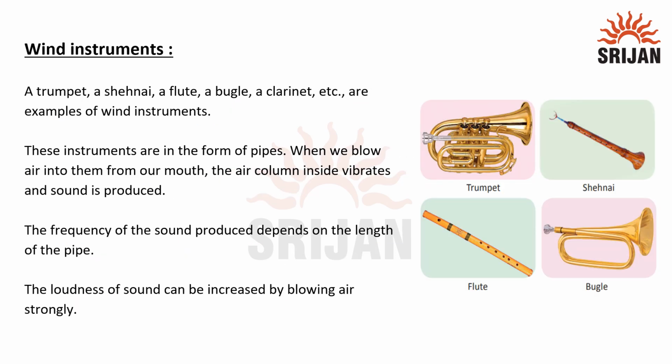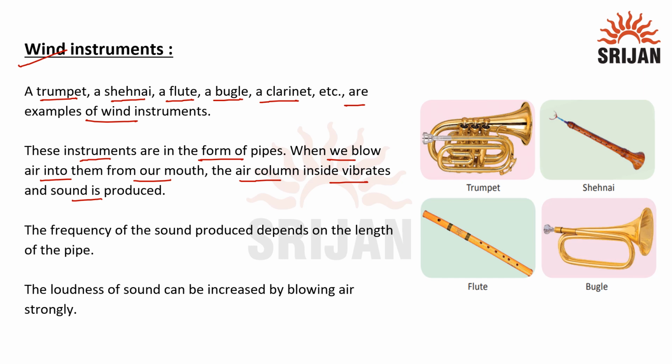The next type of instruments are wind instruments. A trumpet, a shehnai, a flute, a bugle, a clarinet are examples of wind instruments. These instruments are in the form of pipe. When we blow air into them from our mouth, the air column inside vibrates and produces sound.